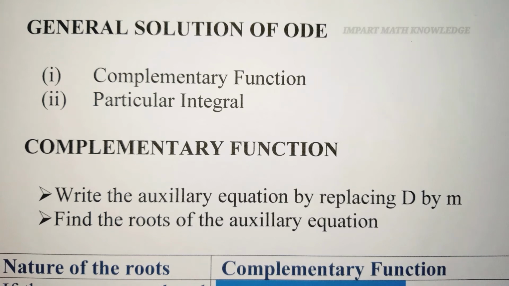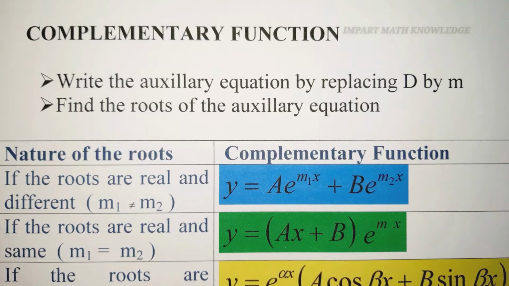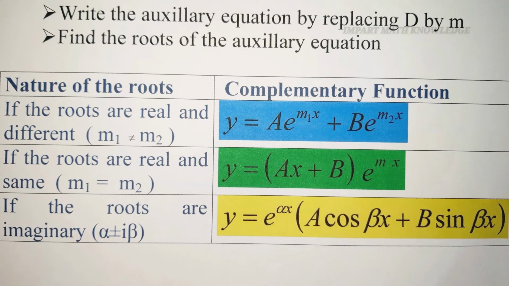General solution of ordinary differential equation. This comprises two parts. One is complementary function, another one is particular integral. Complementary function. First step, rewrite the given equation. Second step, write the auxiliary equation by replacing d by m. Then find the roots of the auxiliary equation. After finding the roots, we need to check the nature of roots.